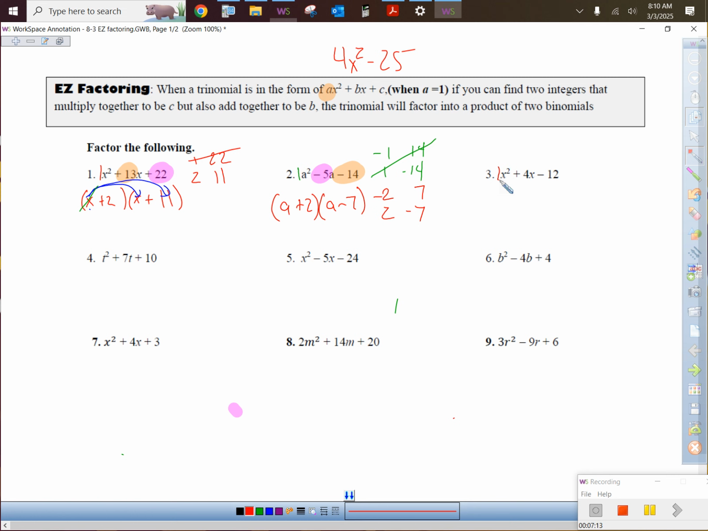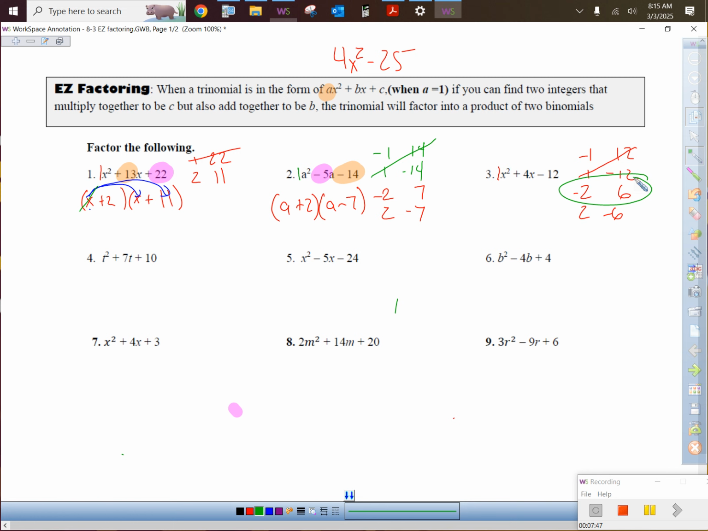Find 2 numbers that multiply together to be negative 12. What are their signs? Both positive, both negative, or one negative? One of them's negative. And they have to add together to be positive 4. Ready? Break. But one of them has to be negative. So 1 and 12, if one of those was negative, that's not going to work. 2 and 6, right? If one of those was negative, that is going to work, isn't it? This combo right here. Don't those add together to be a positive 4 in this case?